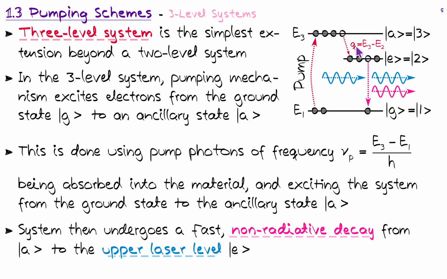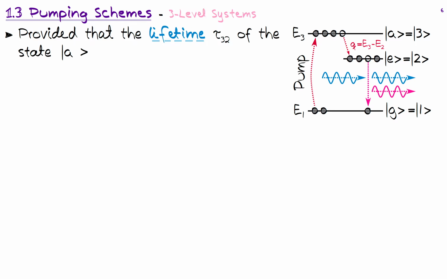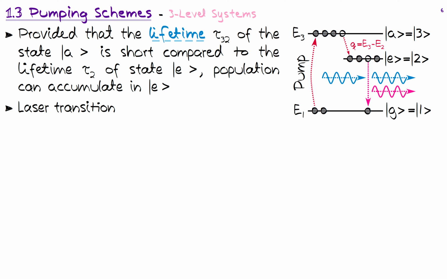And this is the key here, that we need this kind of fast non-radiative decay from the state 3 to the state 2. As long as the lifetime of the transition from state 3 to state 2, labeled tau 32, is fast or short compared to the lifetime tau 2, which denotes the relaxation of the state E into the ground state, then population can start accumulating in the excited state. That's the key here. So let me recap.